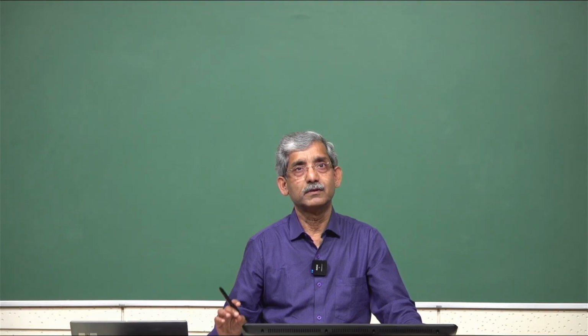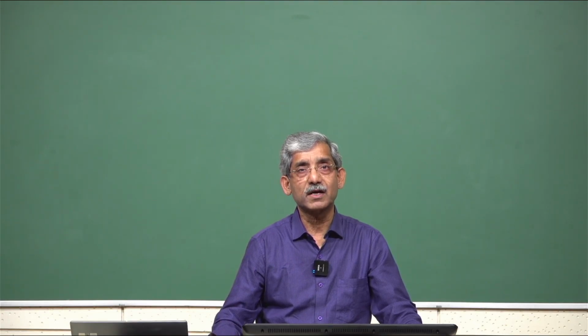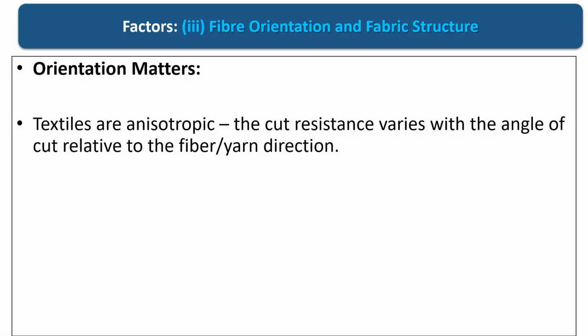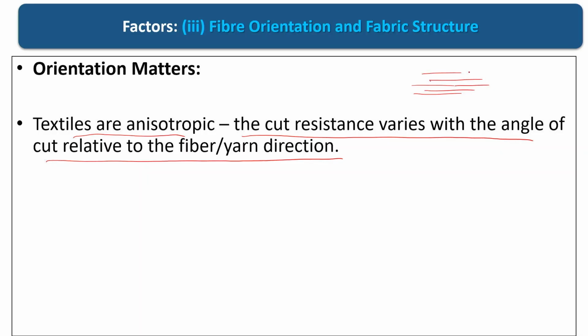Next factor which we have mentioned earlier, that is fiber orientation and fabric structure, which is very important. The orientations are basically, textiles are anisotropic, that is the cut resistance varies with the angle of cut relative to the fiber and yarn direction, that is very important. Now, if we see, these are the fiber orientation.